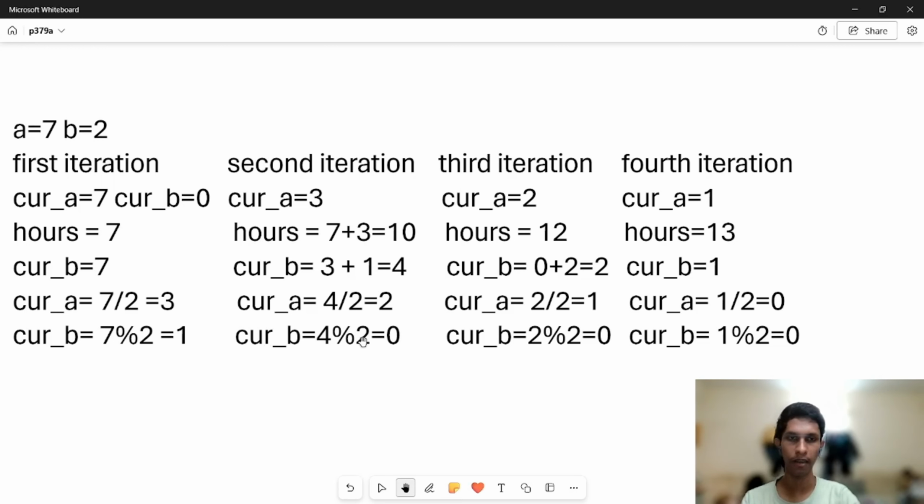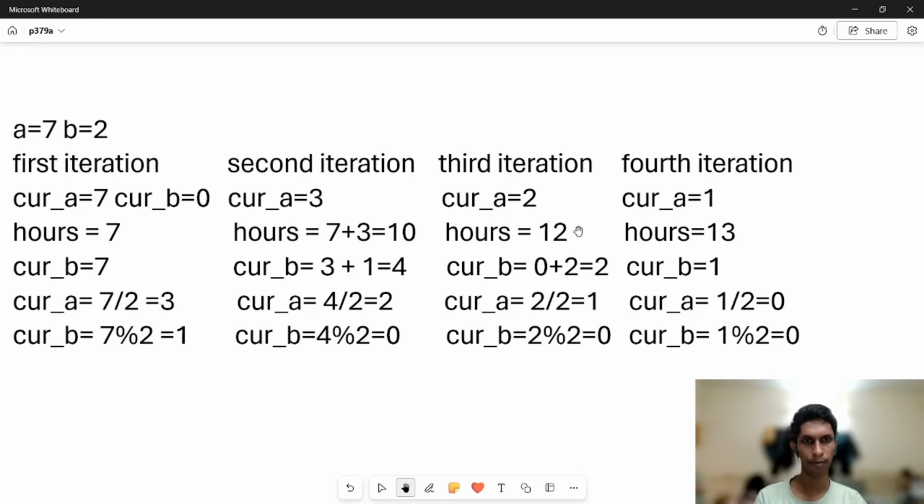Here the value of B will be 0. After that, for the third iteration, the value of current candles that we have will be 1 that we have calculated in the second iteration. The total number of hours these two candles will burn will be 2. Last, in the second iteration, we had 10 hours. So we'll increment it by 2, which will be 2 hours.